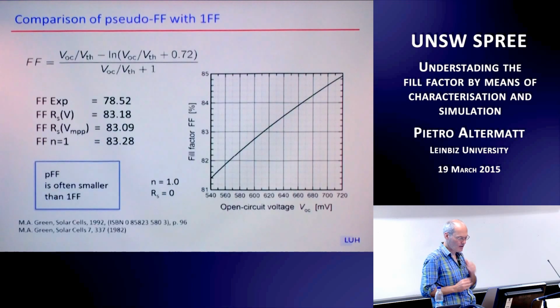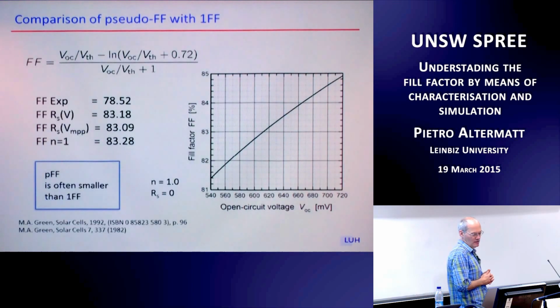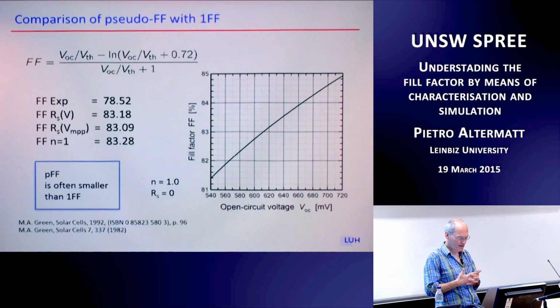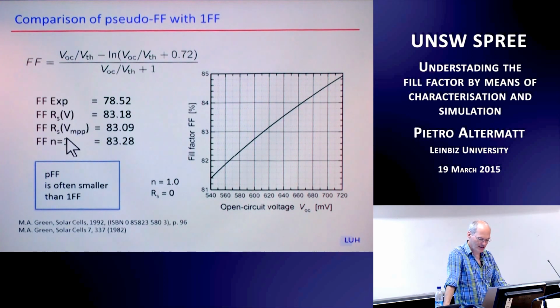And then you can just compare this fill factor with the fill factor taken at the ideality factor equals 1. That's often in literature called the pseudo fill factor. That's why it's spelled PFF. And the pseudo fill factor is the one where you remove RS.